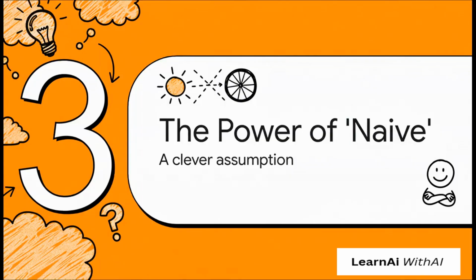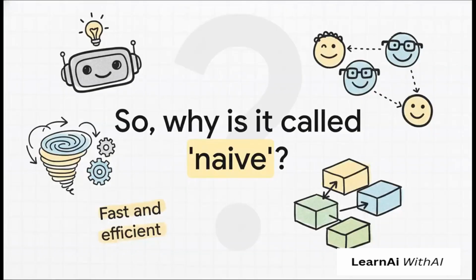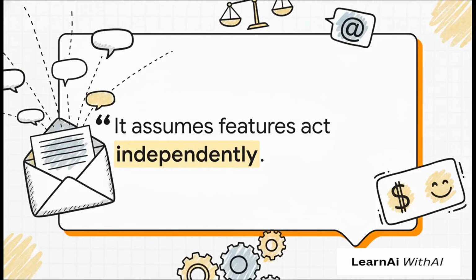This is where things get really interesting. This is the algorithm's clever little secret. Now, you might think naive sounds like a bad thing, especially when we're talking about smart technology. But in this case, it's actually the algorithm's superpower. It's the very thing that makes it so fast and so efficient. It's called naive because it makes one huge simplifying assumption. It assumes that all the different pieces of information it's looking at, in our case, all the words in an email, are completely independent of each other.